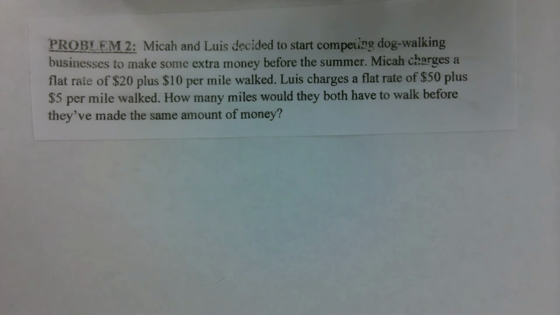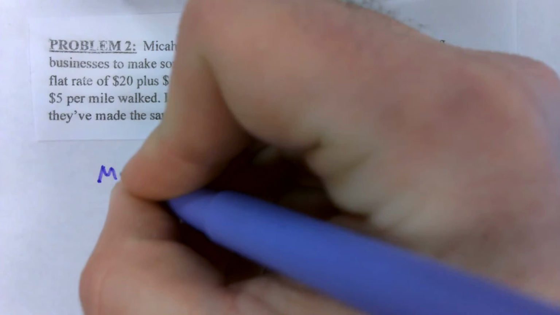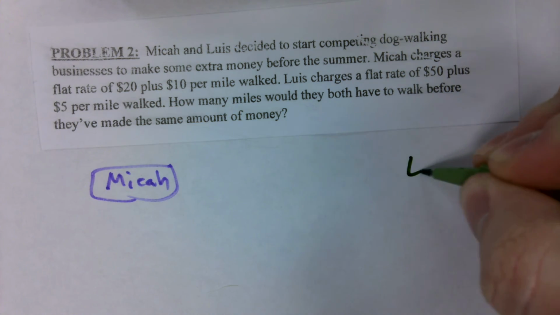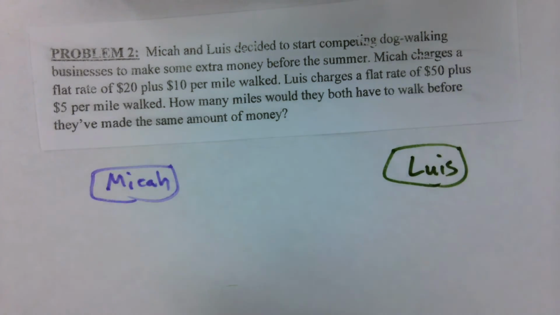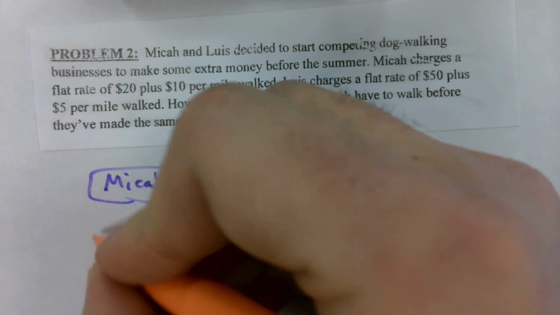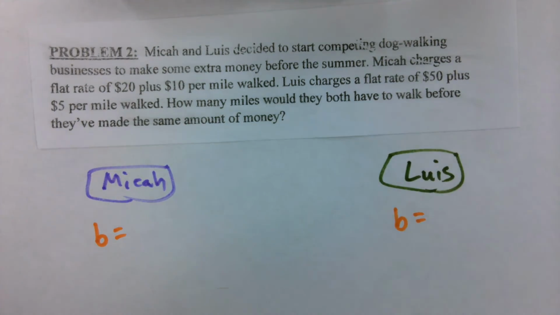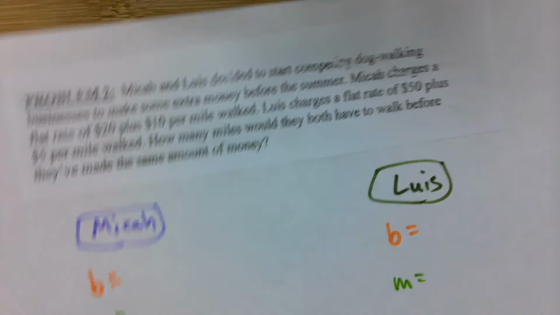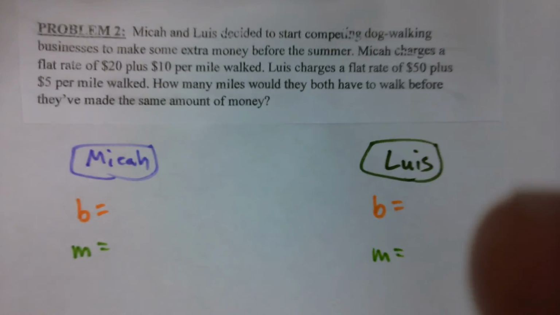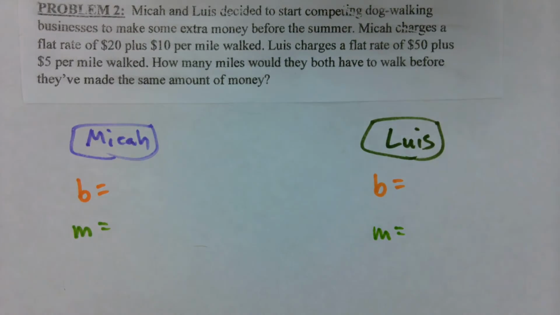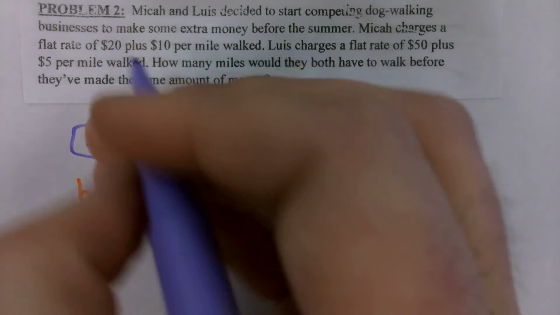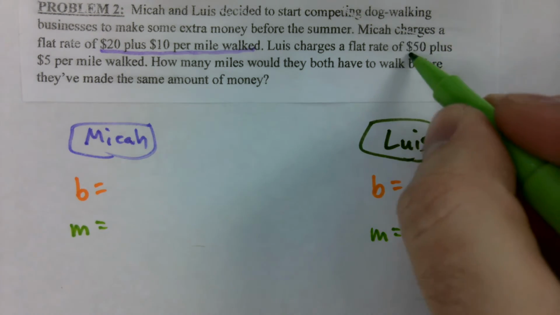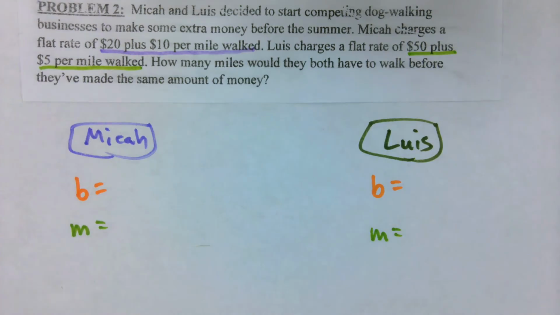We're, of course, going to have two situations. One of them is Micah's business, and the other one is going to be Lewis's. We're going to need to find an initial value and a unit rate for each of them. Let's go ahead and determine what those numbers are. Micah's charging $20 plus $10 per mile walked. And then Lewis is charging $50 plus $5 per mile walked.